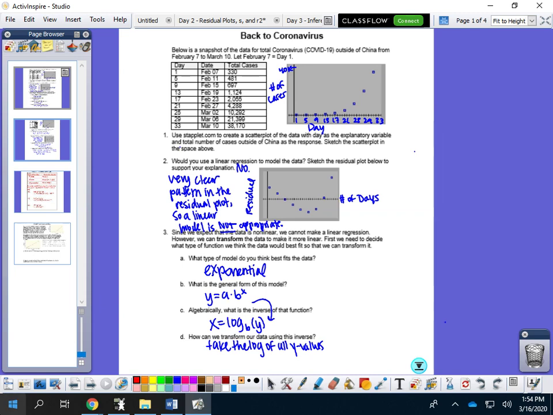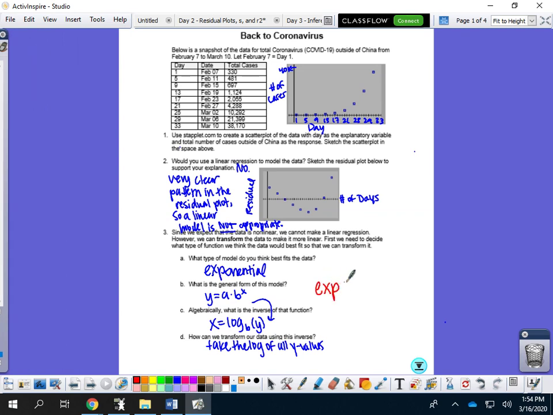Basically, you just need to know that exponential and logarithms are inverses of each other. Exponential is when the variable is in the exponent. Log is when you have the variable inside the log. So they can switch around.